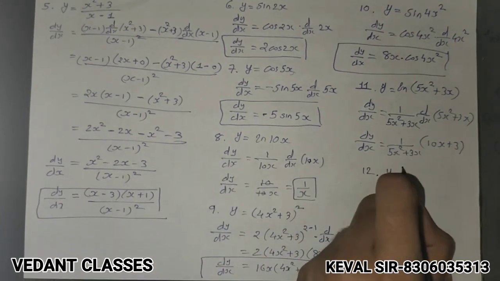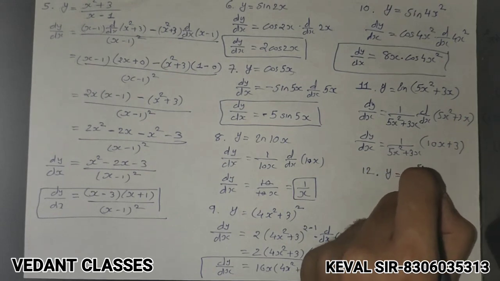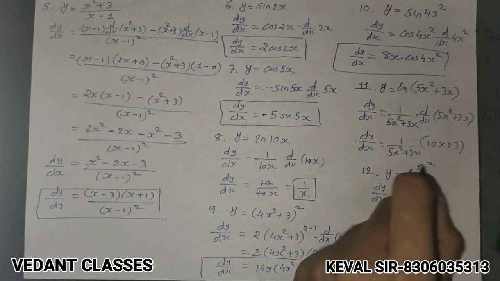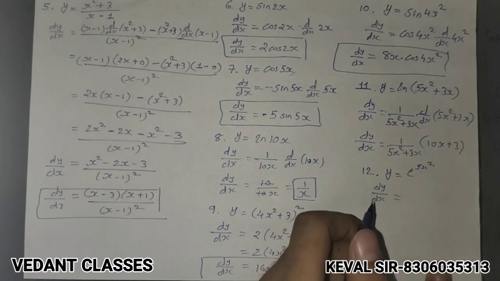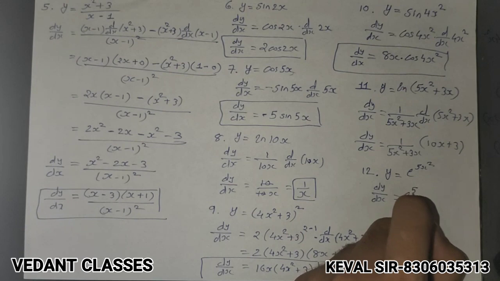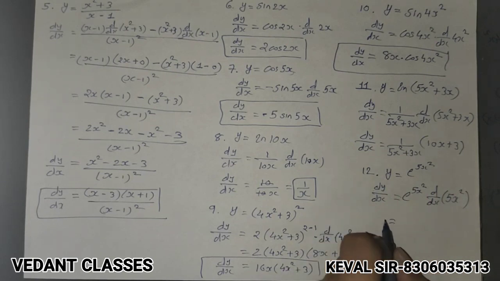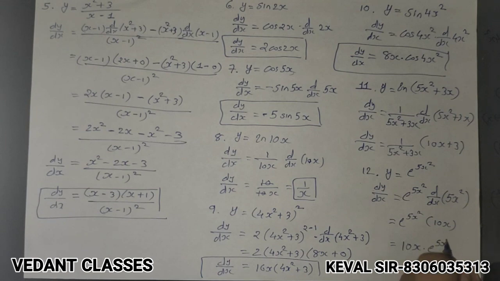Okay, now let's carry out another equation. Y is equal to e raised to 5x square, derivative for this will be, see, for an exponential function the derivative remains the same, so e raised to 5x square, and then carry out d by dx for 5x square, then it will be e raised to 5x square, and the derivative for this is 10x. So our answer is 10x dot e raised to 5x square. This is dy by dx.